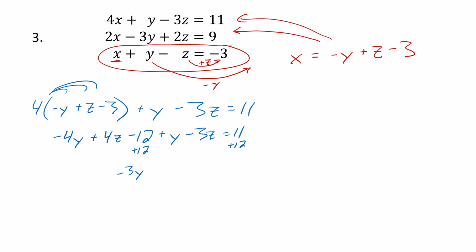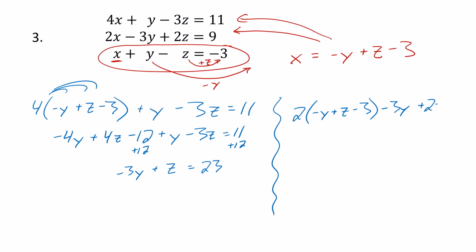4z take away 3z, that's just positive 1z equaling 11 plus 12, that's going to give me 23. So then I'll do the same general thing, but this time with the second equation. So if I do that off to the side here, I'll kind of separate this a little bit. I've got 2 times that x value, so negative y plus z minus 3. Take away the 3y, add the 2z, equal to 9.